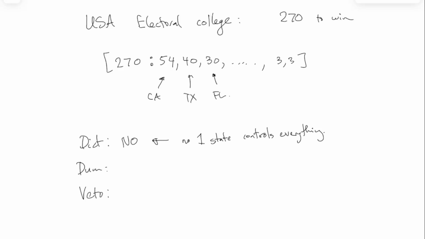All right. So there is no dictator in this system. That means that no one state controls everything. Are there any dummy states? Any thoughts about that? You should be considering, like, these threes here, right? These are like Delaware is a 3. Is that a dummy? 3 is far less than 54.